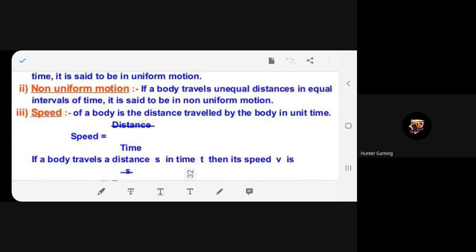Non-uniform motion. If a body travels unequal distances in equal intervals of time, it is said to be in non-uniform motion. Fine. Now see.